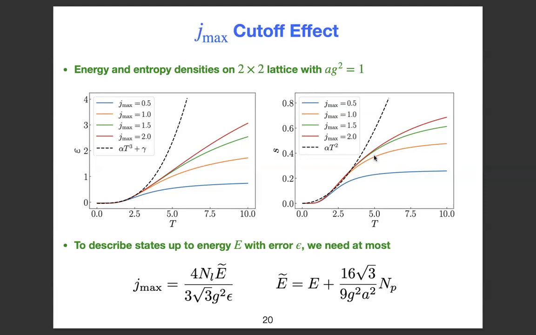So in general, one can derive an upper bound for the J_max one needs for a physical calculation. If we want to describe all the states up to the energy E with an uncertainty epsilon, this is an upper bound of the J_max we need. It's inversely proportional to the coupling and also inversely proportional to epsilon.